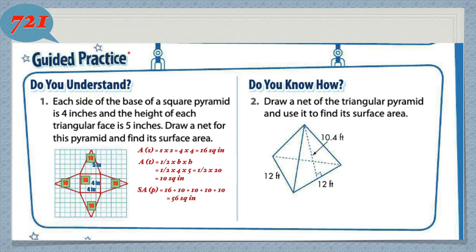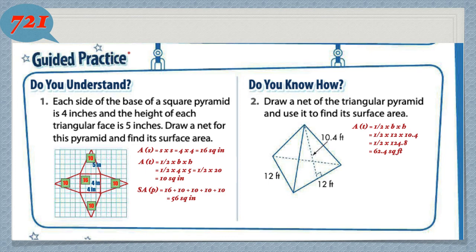So okay, let's solve for the area of the triangle. So the formula is 1/2 times base times height. So 1/2 times the base is 12 and the height of that triangle is 10.4. So 1/2 of 124.8. So that is equal to 62.4 square feet. So meaning to say our area for one triangle is 62.4 square feet.